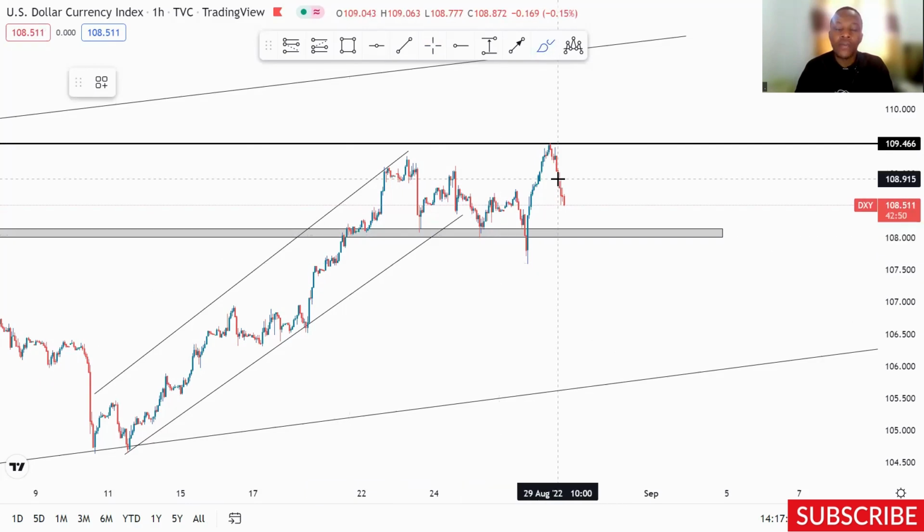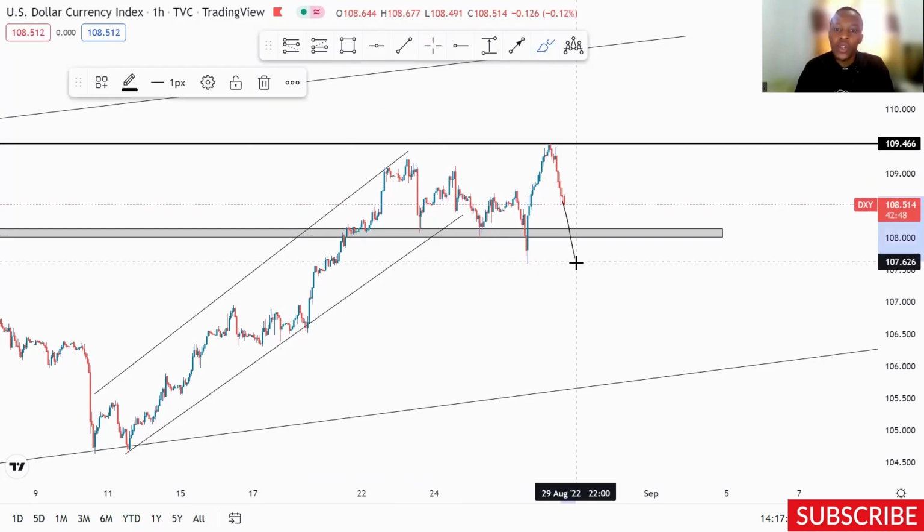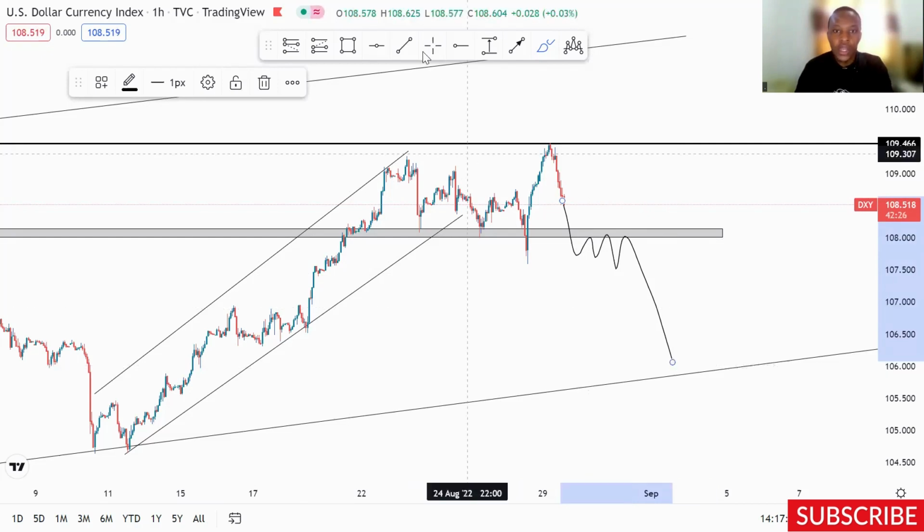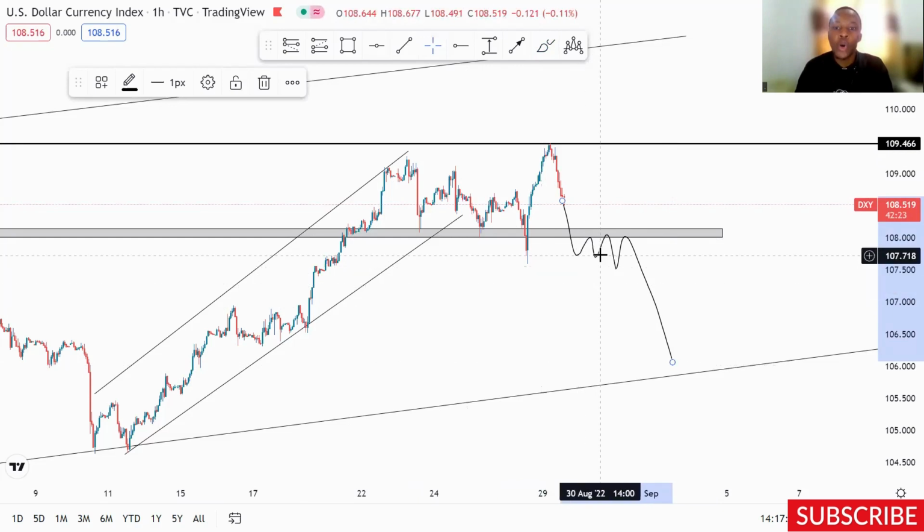We would like to see the DXY breaking below this level, giving us a retest or a correction to actually give us an indication that it's ready to go to the downside. And if that does happen, then you obviously know that the dollar is going to lose value as compared to other currencies, such as your euros, your pounds, and many more. And then if it loses value, then that means you're going to buy those currencies, right? So that is the whole point of analyzing the DXY.